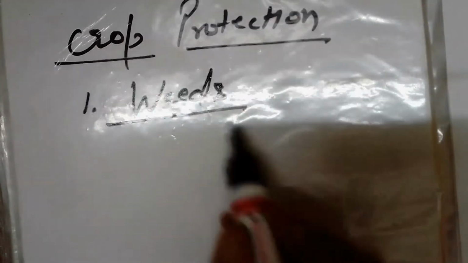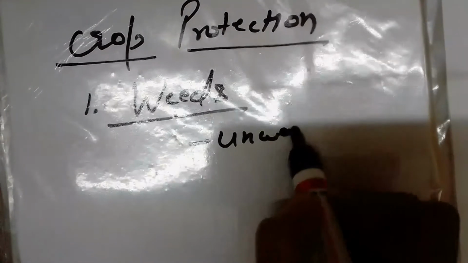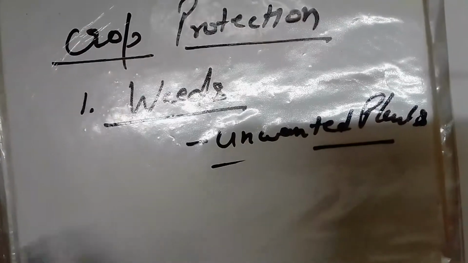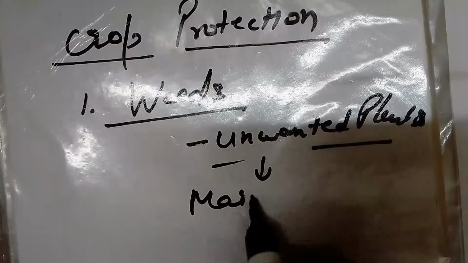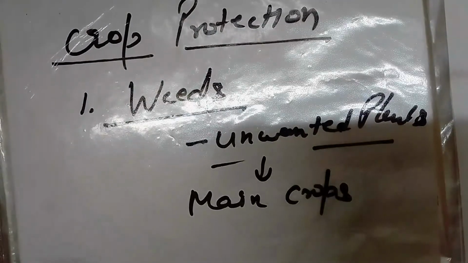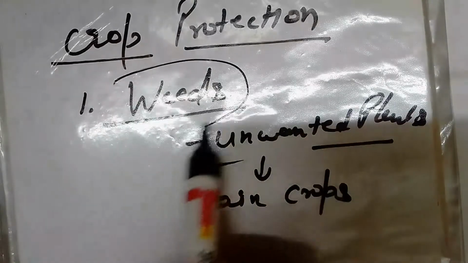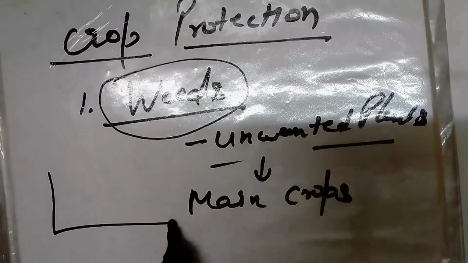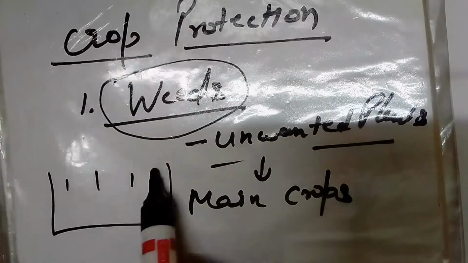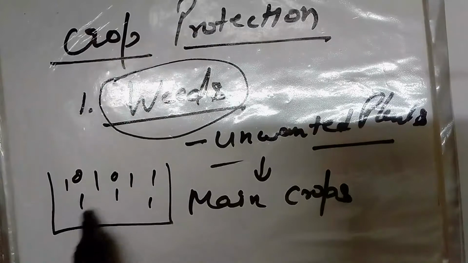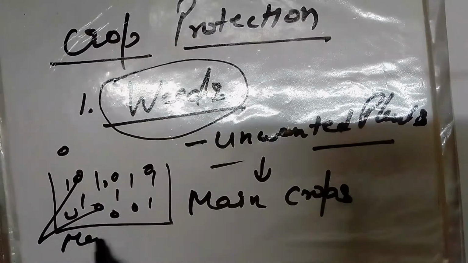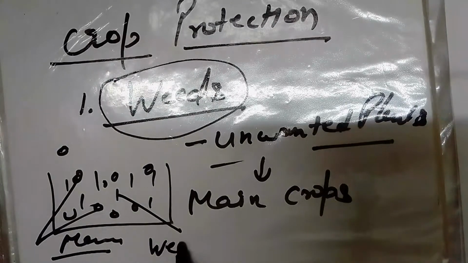First of all you should know what weeds are. Weeds are unwanted plants which grow with our main crops. These weeds compete with the main crops. They are in between the main crop. For example, these are our main crops and these are the weeds.